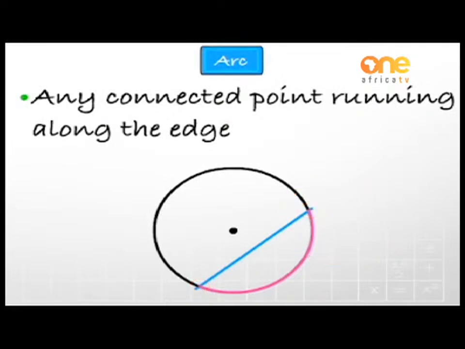If we consider a chord in the diagram, the arc will be the edge of the circle that is connected by the endpoints of that chord. You can see this in the diagram.